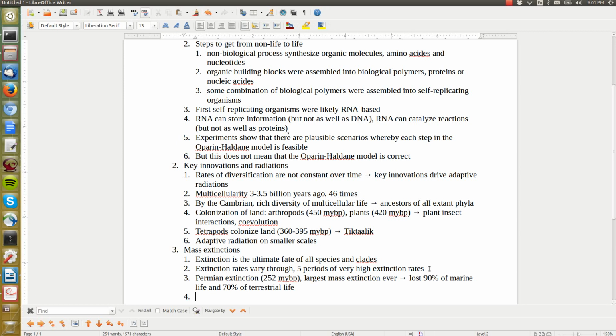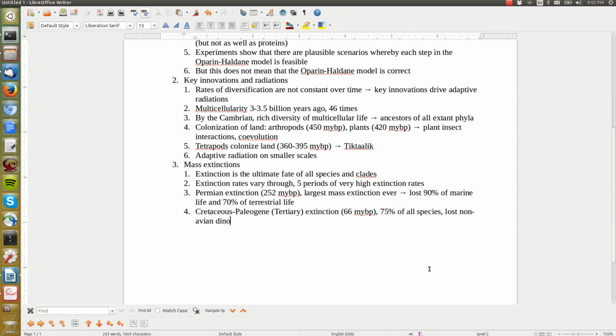Then there's the famous one that everyone knows about. That's the one at the Cretaceous, what is now called Paleogene, and what you may know as Tertiary, at the Cretaceous-Paleogene, or Cretaceous-Tertiary boundary. This has been called the KT extinction, but that doesn't make as much sense with the current use of words. This occurred about 66 million years before present. This is when we lost 75% of all species, and this is when we lost non-avian dinosaurs, which is why this one's so famous.